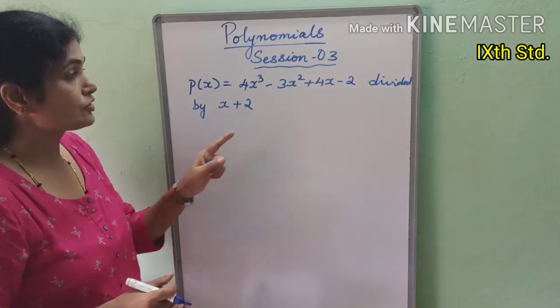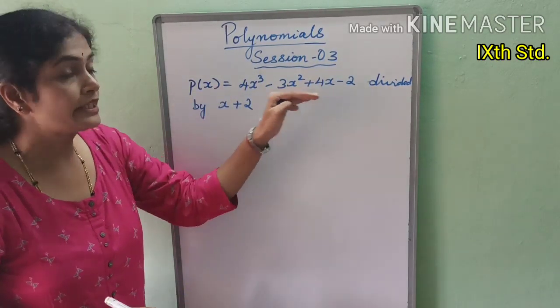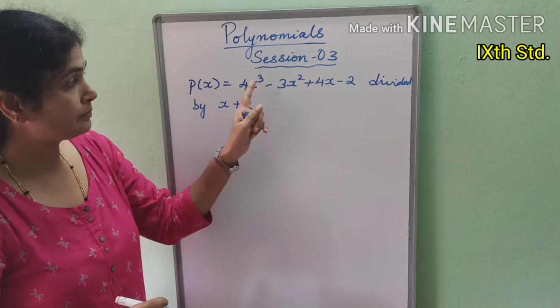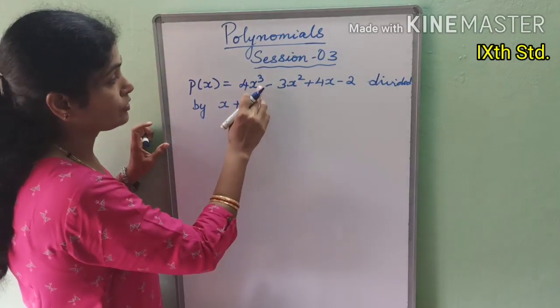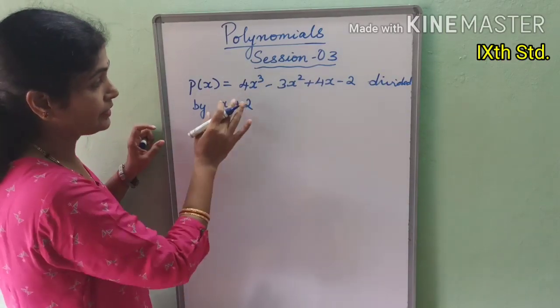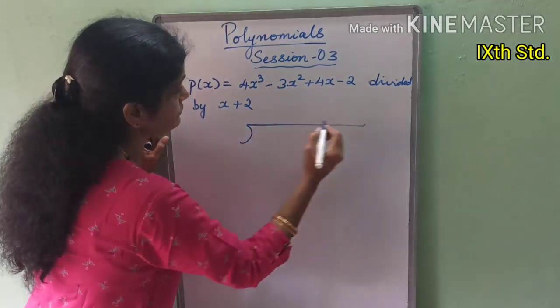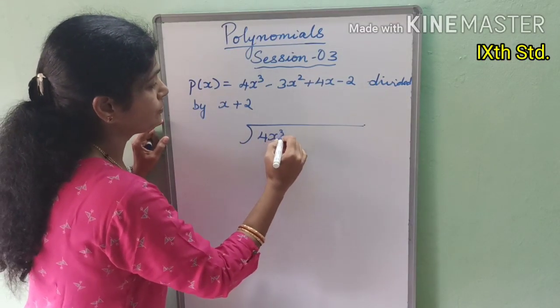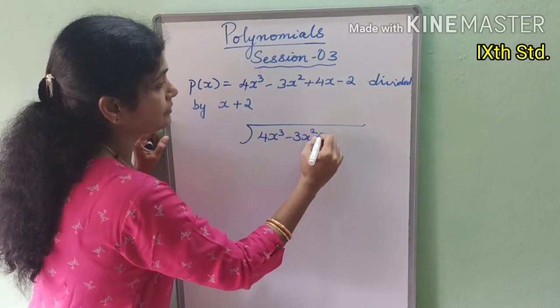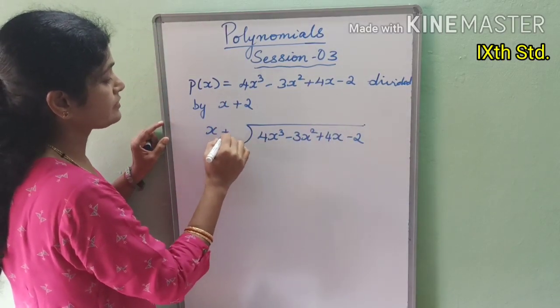Before starting the division, let's check whether both of them are in the standard form, that is in the decreasing order of the power, degree. So cube, then square, then x, and then 1, then it is 0. Both of them are in the standard form. So now let's see the division. 4x cube minus 3x square plus 4x minus 2 will be divided by x plus 2.